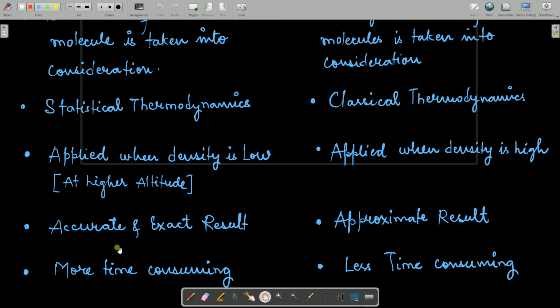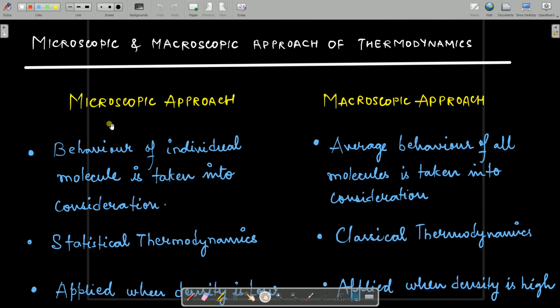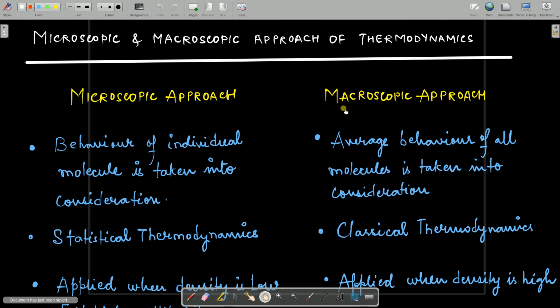Moreover, the microscopic approach is more time consuming, and the macroscopic approach is less time consuming. So these were certain differences between the microscopic approach and the macroscopic approach, which are generally asked in your semester exams or your objective exams.